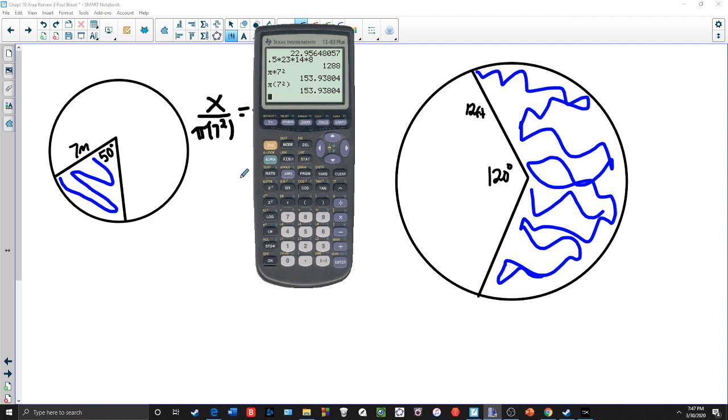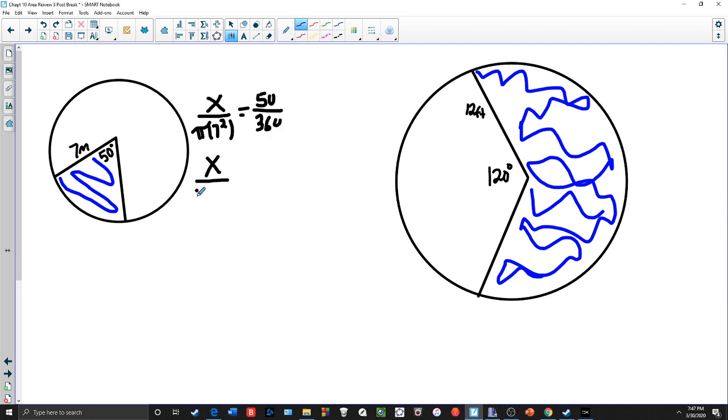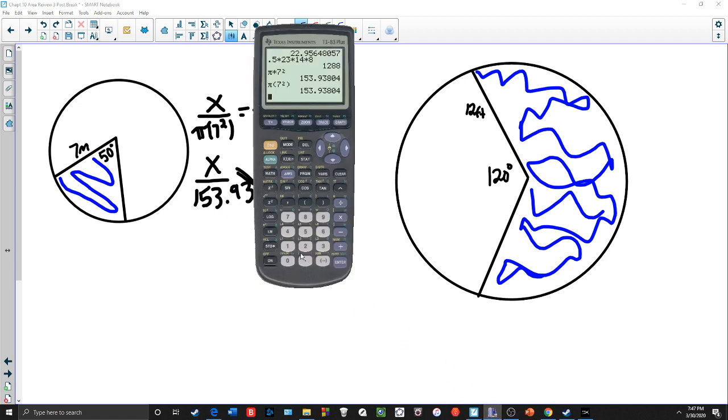Right, 153.93. So x over 153.93 is equal to 50 over 360, and then we just cross multiply. So this here would be 360x. Cross multiply over here is equal to 50 times this. So 153.9 times 50 gives you 7695.